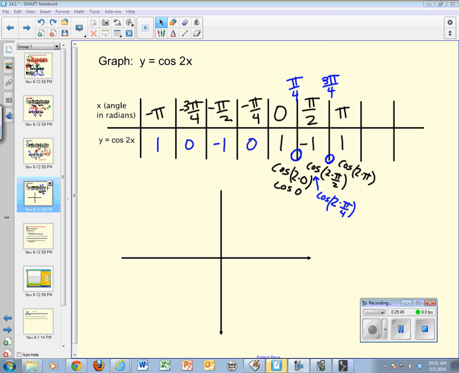Okay, so check yours, check mine, and make sure mine's right too. On this one, we don't have to go out as far. We're going to stop there from negative pi to pi. So let's do pi here and negative pi. And then we can split those up: pi over 2, pi over 4, and 3 pi over 4.